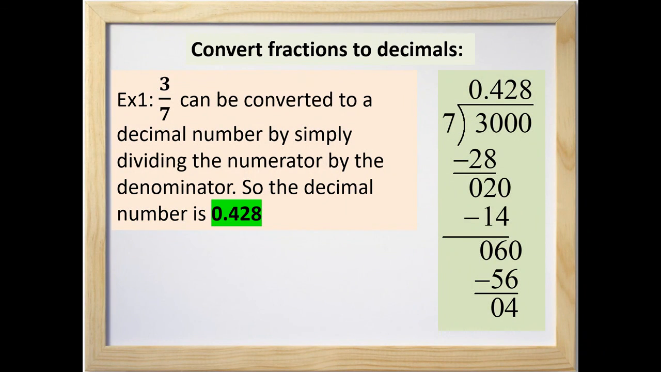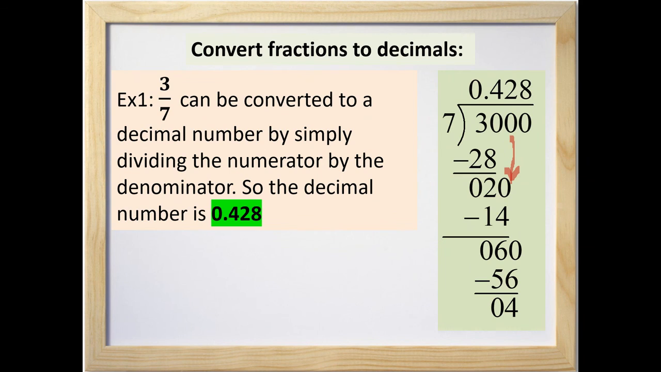Let us add one more 0. So this 0, when we bring it down, it becomes now 20. 2 will become 20. Now 7 will go in 20. How many times? 2 times. 7 twos are 14. So 20 minus 14 is 6.